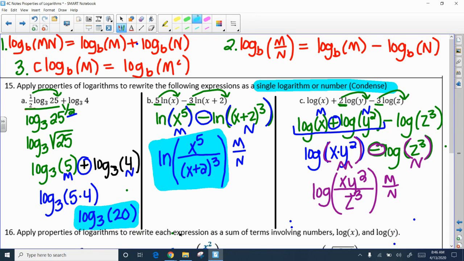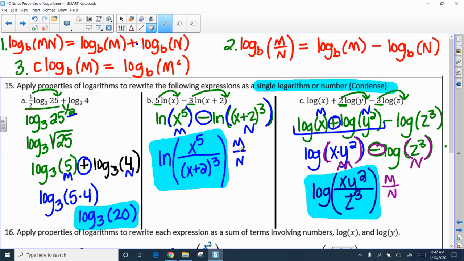So that's what condensing looks like. We're trying to rewrite it as one logarithm. And this is going to be useful when we're trying to solve equations in the next section. And if there is more than one logarithm, we always have to rewrite it first so that there's only one logarithm in our problem. So that's where we'll stop for today.